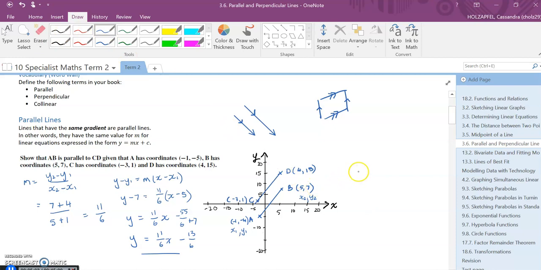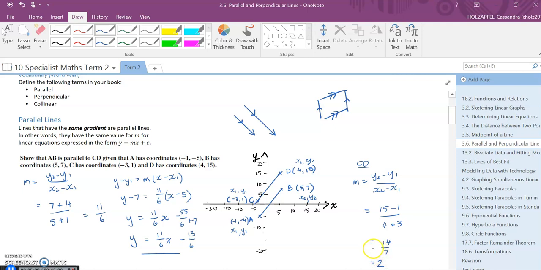So the gradient of the second line, so this is for the line CD, is going to be m is equal to y2 take y1 over x2 take x1. So this time this is going to be my x1 and my y1, and this is going to be my x2 and my y2. All right, let's substitute those values in. So 15 take away 1 divided by 4 take away -3. So that's going to be equal to 14 over 7, which is equal to 2.